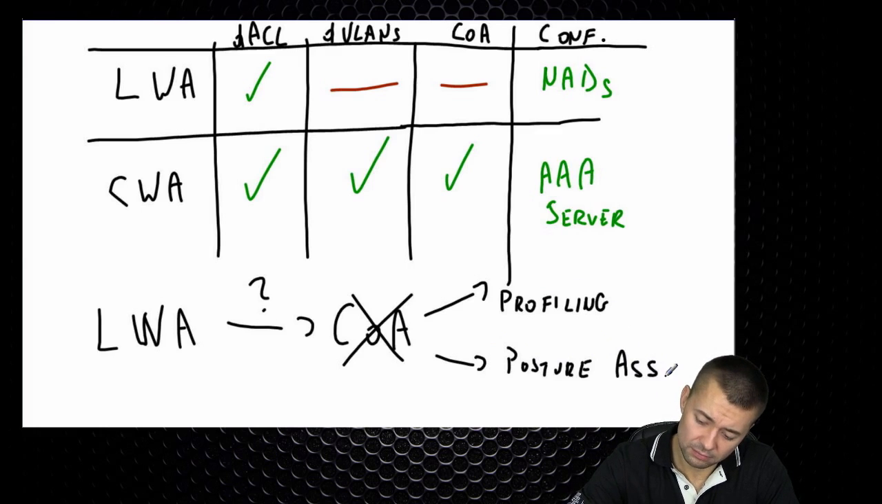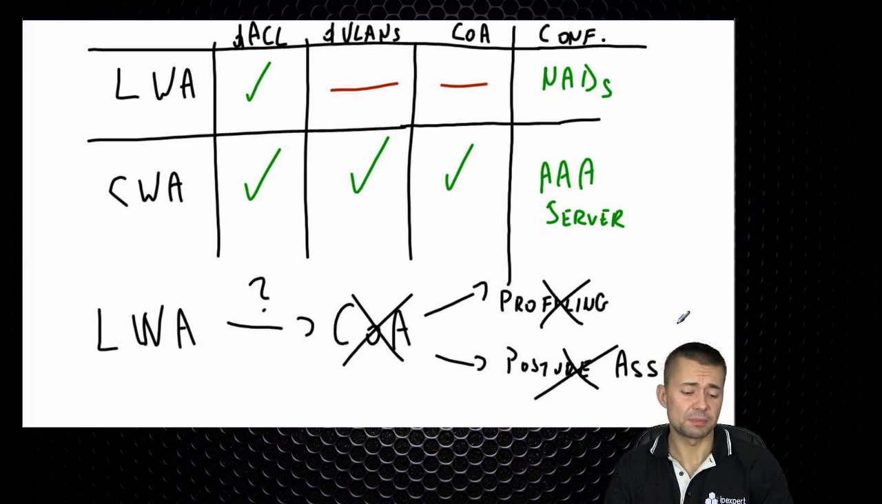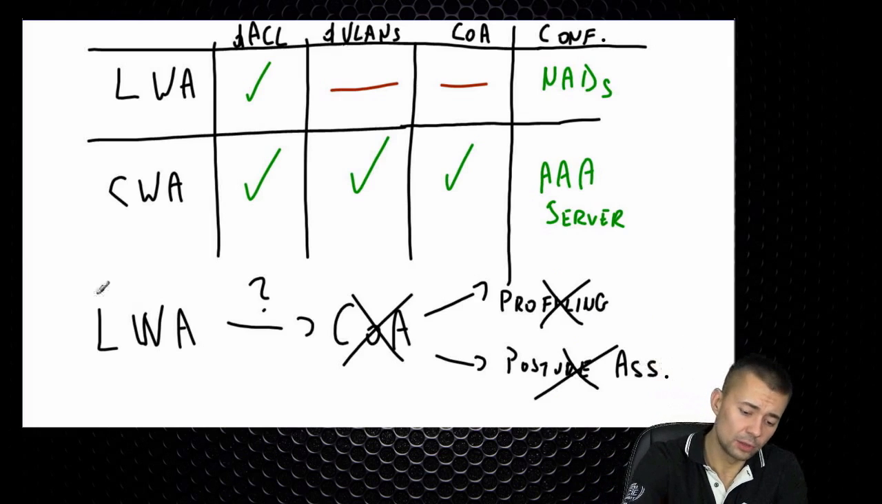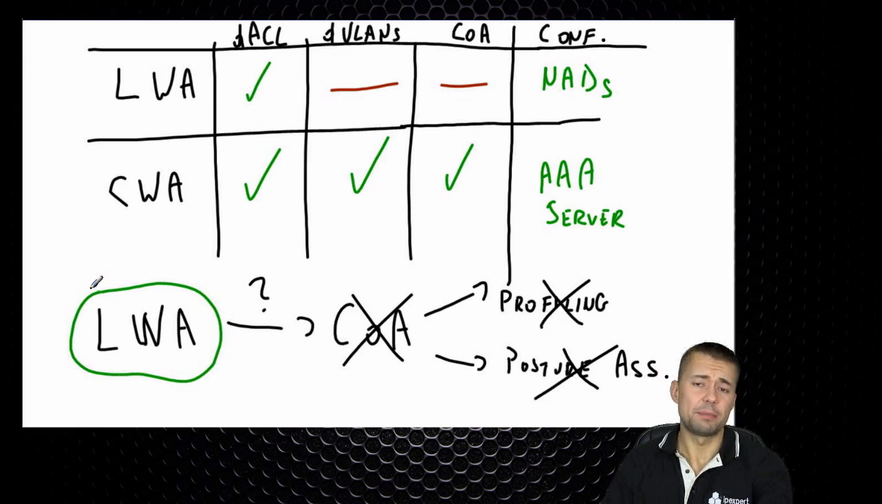So you will not be able to do profiling or perform posture assessment when you want to use the local version of web auth. But this is going to be the topic for this session. And once again, we will take a look at this in a wired network.